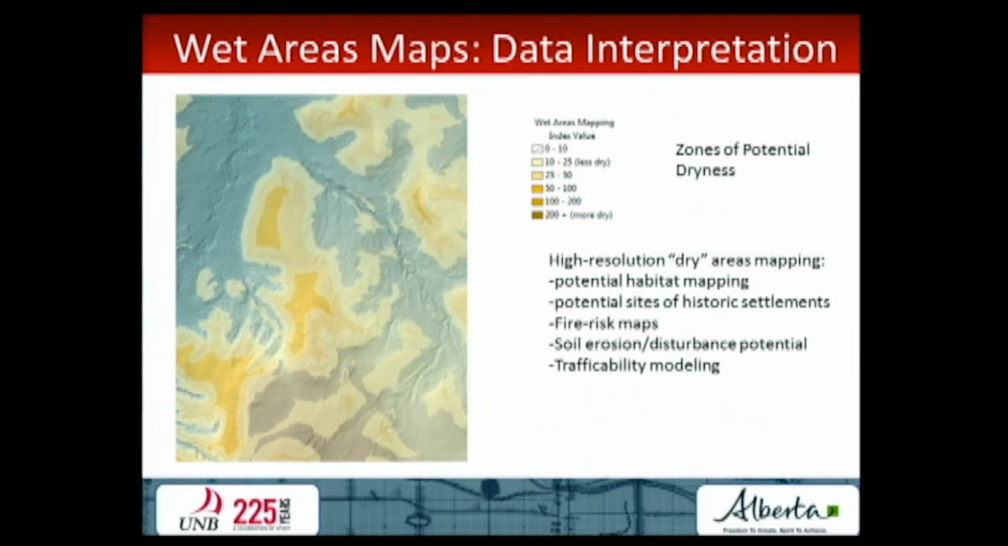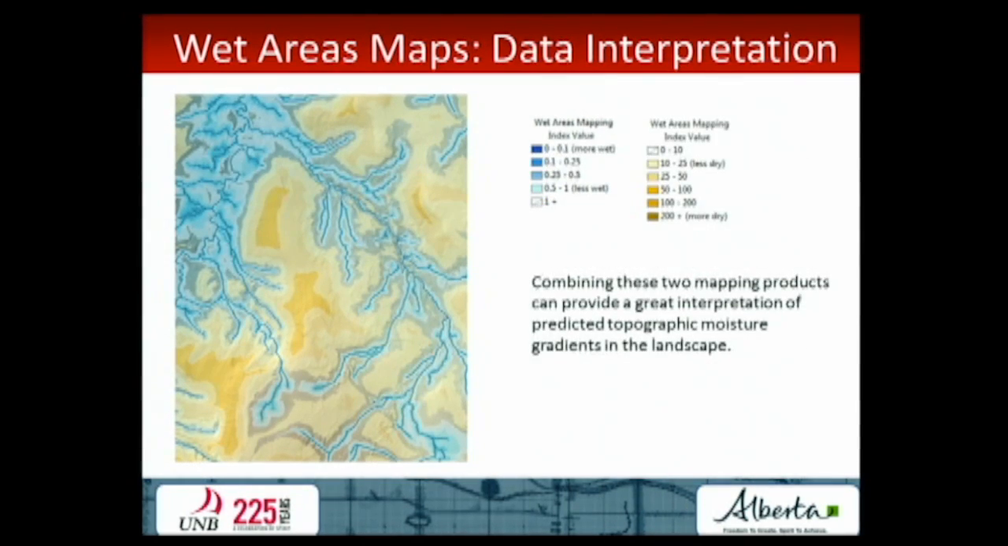Some of the potential uses for dry areas mapping are in potential habitat mapping, locating potential sites of historical settlements, fire fuel loading, soil erosion and disturbance potential, and trafficability modeling. When we combine the wet and dry areas maps, we get a lot better representation of the predicted soil moisture gradients across the landscape.